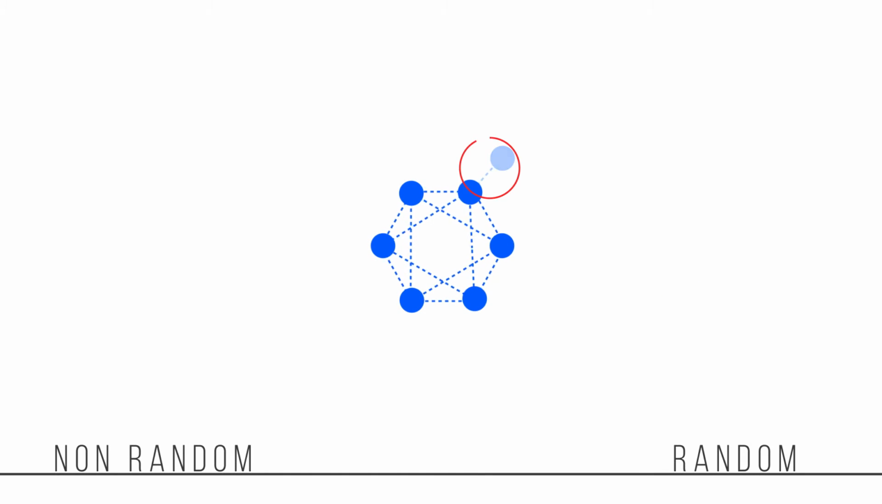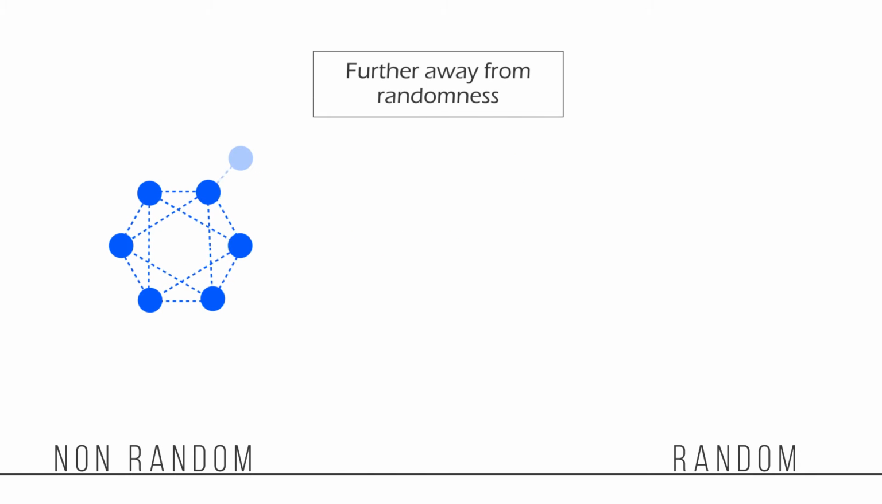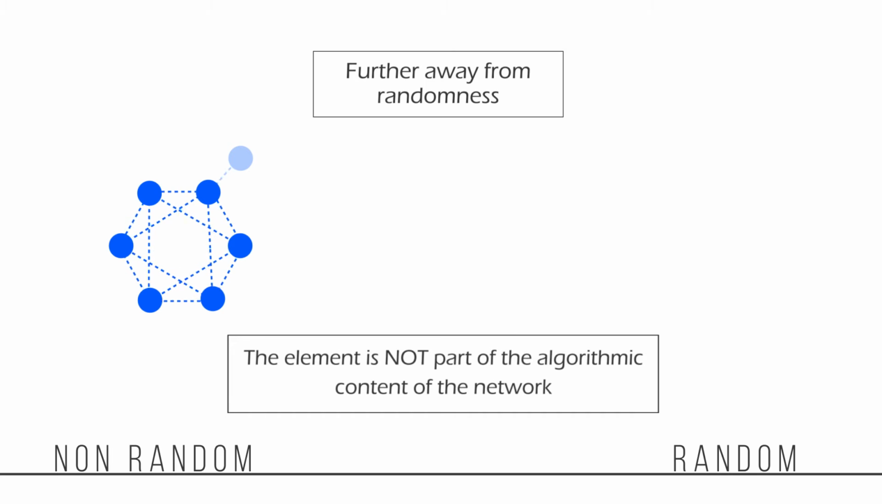Moreover, if we remove an element and the system gets further away from randomness, we can conclude that the element is not part of the algorithmic content and is unlikely part of the causal generating mechanism of the network. It is thus likely to be noise or part of another system.